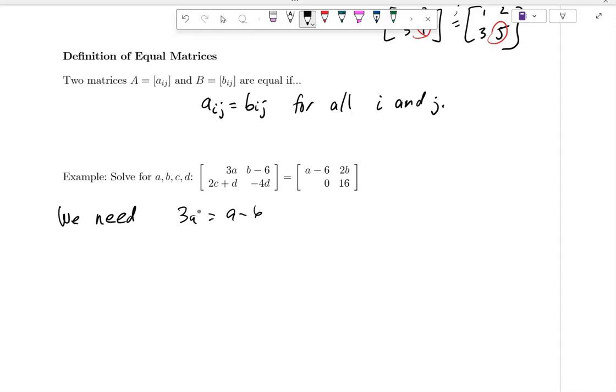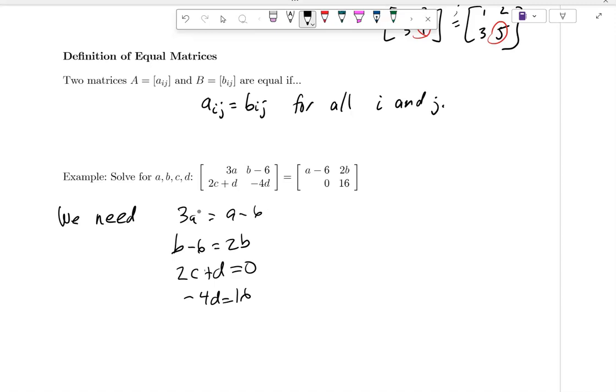Tell me another equation that would have to be true. a minus 6 equals 2b. Good. a minus 6 has to equal 2b. Another equation that has to be true. 2c plus 2b equals 1. Good. And finally, a last equation that has to be true. Negative 4b equals 6. Good. All right. So again, all this is saying is that in order for the two matrices to be the same, upper left has to match, upper right has to match, lower left has to match, lower right has to match. So we get 4 equations here.